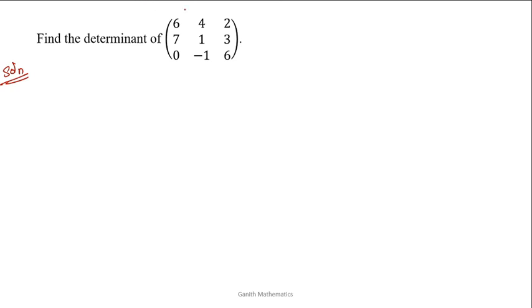So the first row, what is the first element? I just consider this as a matrix A. So matrix A is 6, 4, 2, 7, 1, 3 and 0, minus 1, 6. Right? This is matrix A.